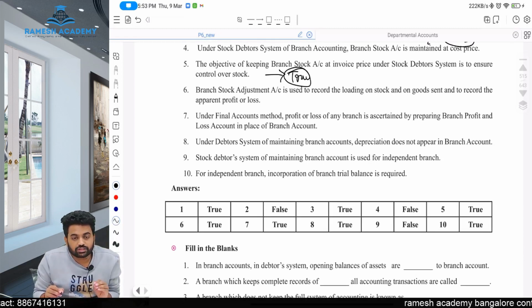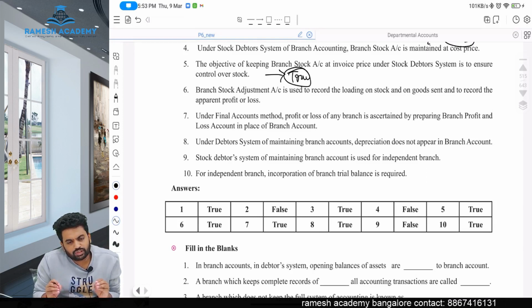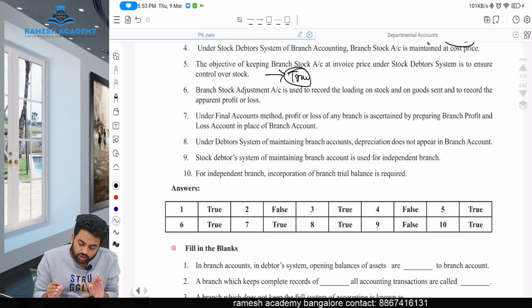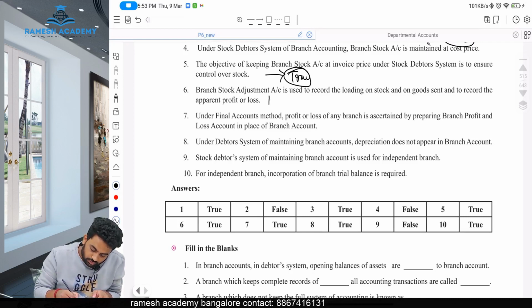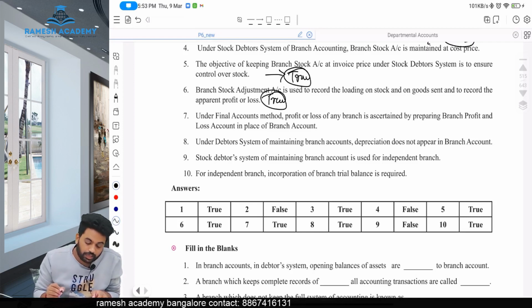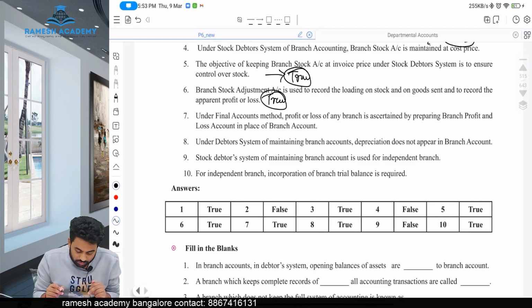Your branch maintains stock account and branch debtor account to maintain control over our stock and debtors. Branch stock adjustment account is used to record the loading on stock and on goods sent and to record the apparent profit and loss. True. Branch stock adjustment is open for that only, no.